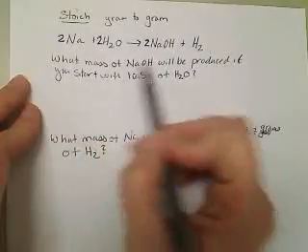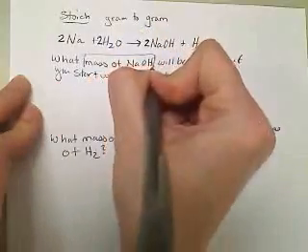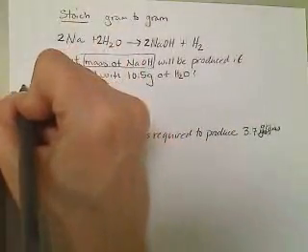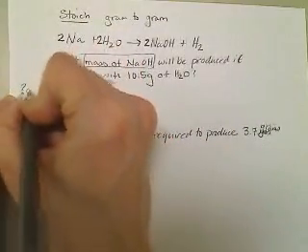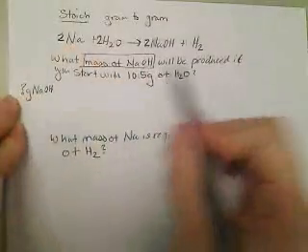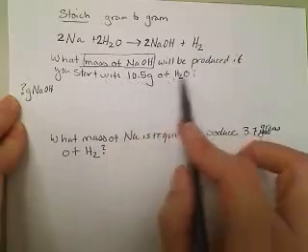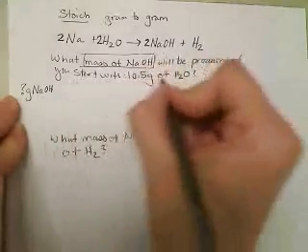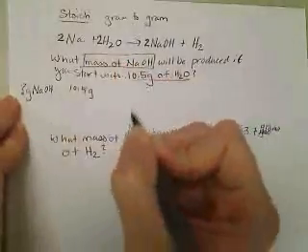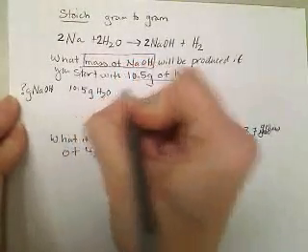Okay, so the problem says what mass of sodium hydroxide? So I'm looking for mass of sodium hydroxide. So over here, I'm going to write what I'm looking for. So question mark grams of NaOH, okay? Will be produced if you start with 10.5 grams of water. So this is what I'm starting with. So I've got 10.5 grams of H2O.